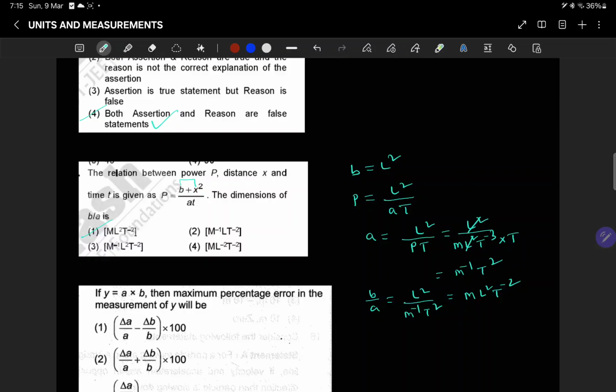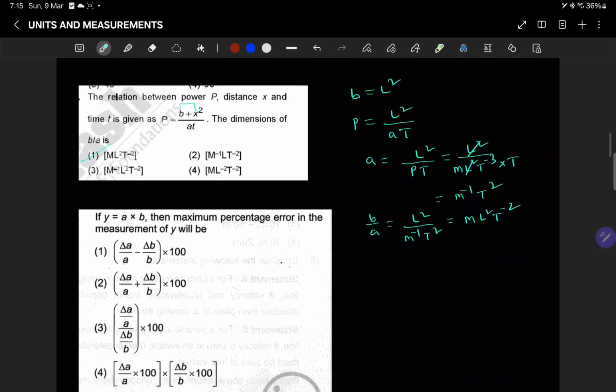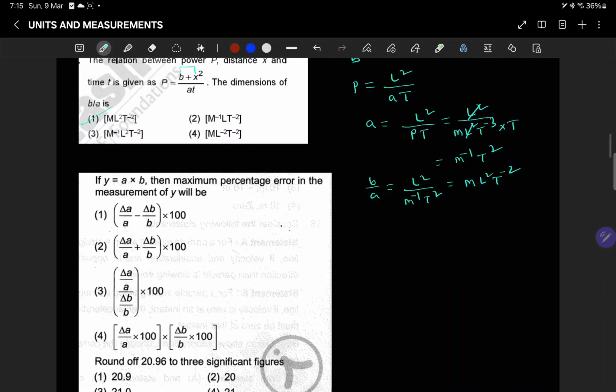Please concentrate. Now here B by A, B has the same dimensional formula as x square. A's dimensional formula, how you calculate it, is by using this one. Yes, students. Next one, y equals the product of A into B. Maximum percentage error in the measurement of y is asked.